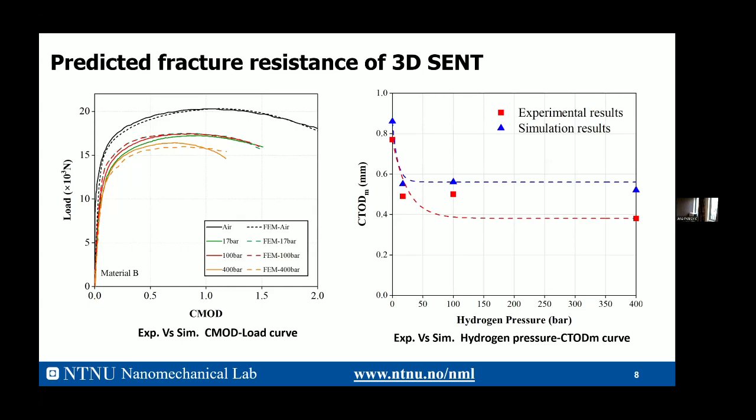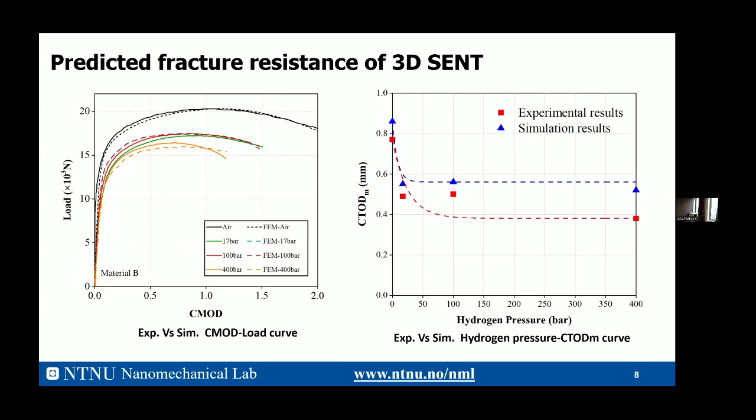And this figure shows the simulation results and the experimental results. The solid line is the experimental results and the dashed line is the simulation results. You can see the CGM+Framework predicts the CMOD and the load flow of the experimental results.